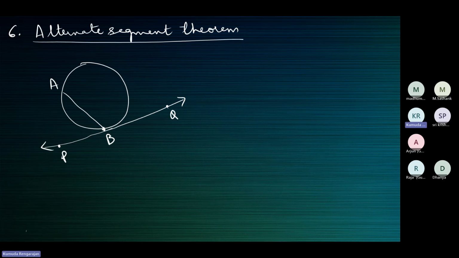I'll just repeat this. Chord AB, A and B are the endpoints of the chord. PQ is a tangent through the endpoint B. So B is the point of contact of the tangent with the circle. Between the chord and the tangent, we can see two angles. One is this, the other is this one.